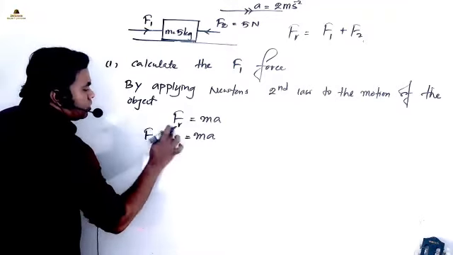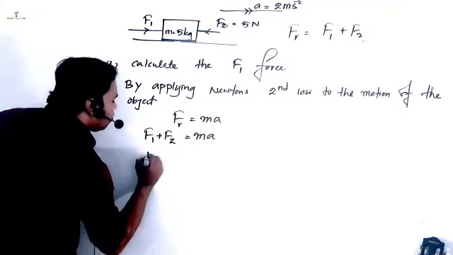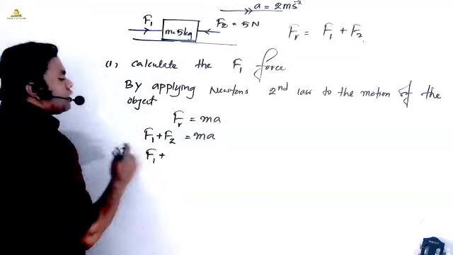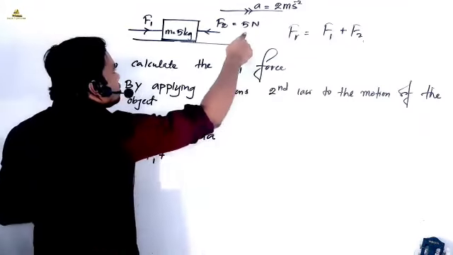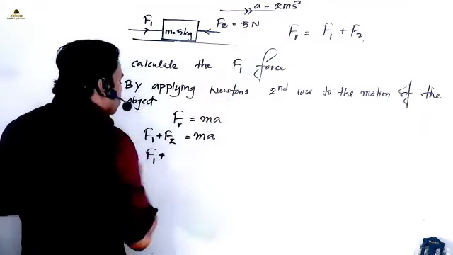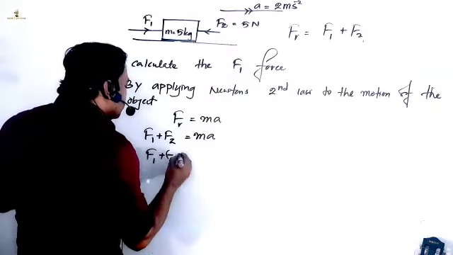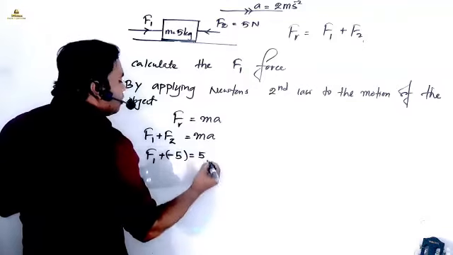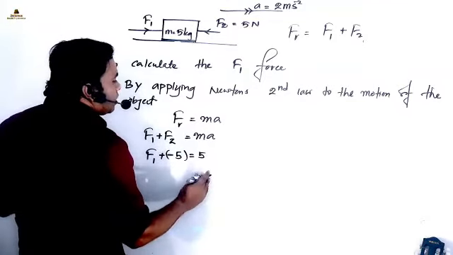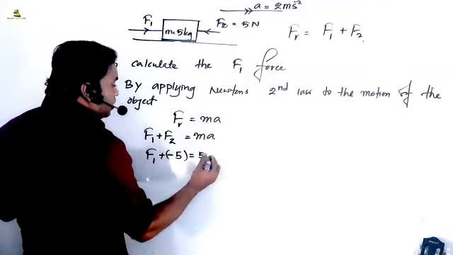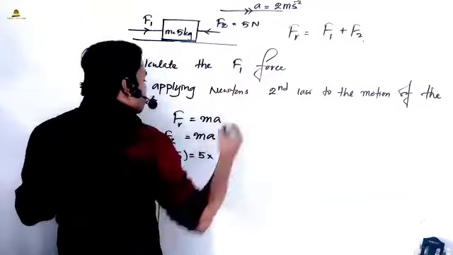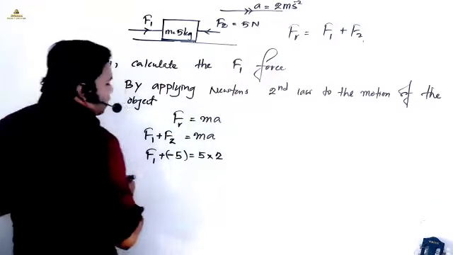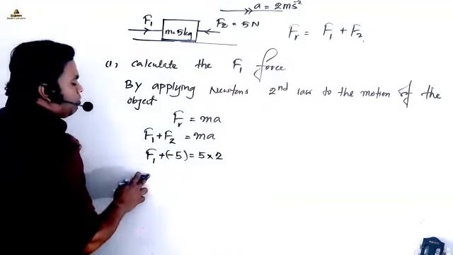So this is positive, this is negative. So F1 plus F2, yes, that's 5 newtons, but in the opposite direction, 5. Equal mass is given, it's also 5, and you can calculate the acceleration now that has been given. That's 2. Okay, now you can calculate F1.